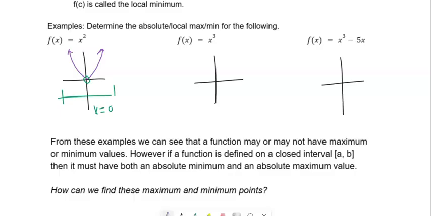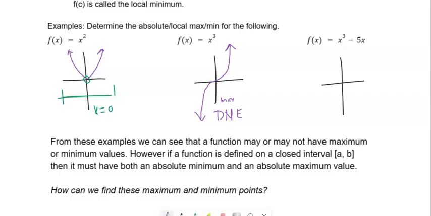If f of x equals x cubed, we see this function. And this function doesn't have an absolute maximum or minimum. So it does not exist. There's no max and min. There's no absolute maximum or absolute minimum or local max or local min because it continues on through the whole domain. It goes to infinity. Okay, let's look at this one.